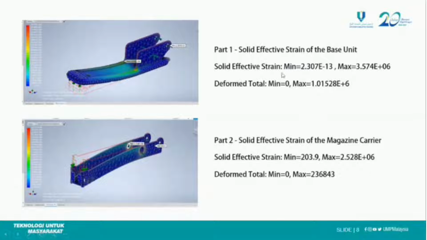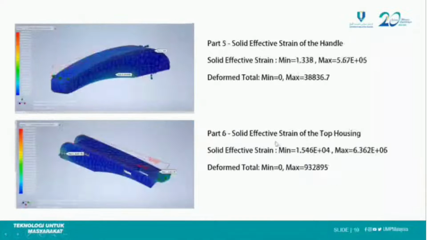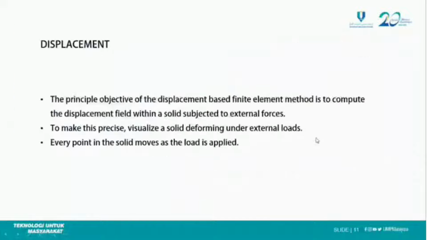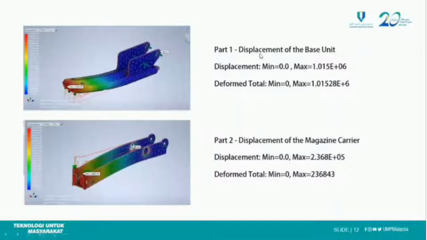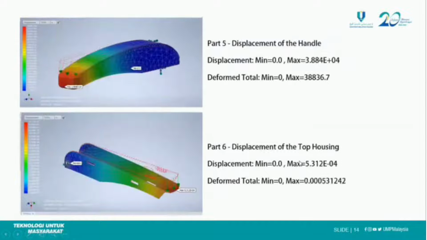For deformation total, all the parts are the same as the von Mises stresses. Then we have part 2 maximum carrier, part 3 cover holder, part 4 stop, part 5 handle, part 6 top housing. So continuing with the displacement, the basic objective of the displacement-based finite element method is to compute the displacement of a solid subjected to external force. Every point in the solid moves as the load is applied. The deformation total is the same as for the strain, for parts 1 to 5. For part 6, the deformation total is changed a bit from the strain.